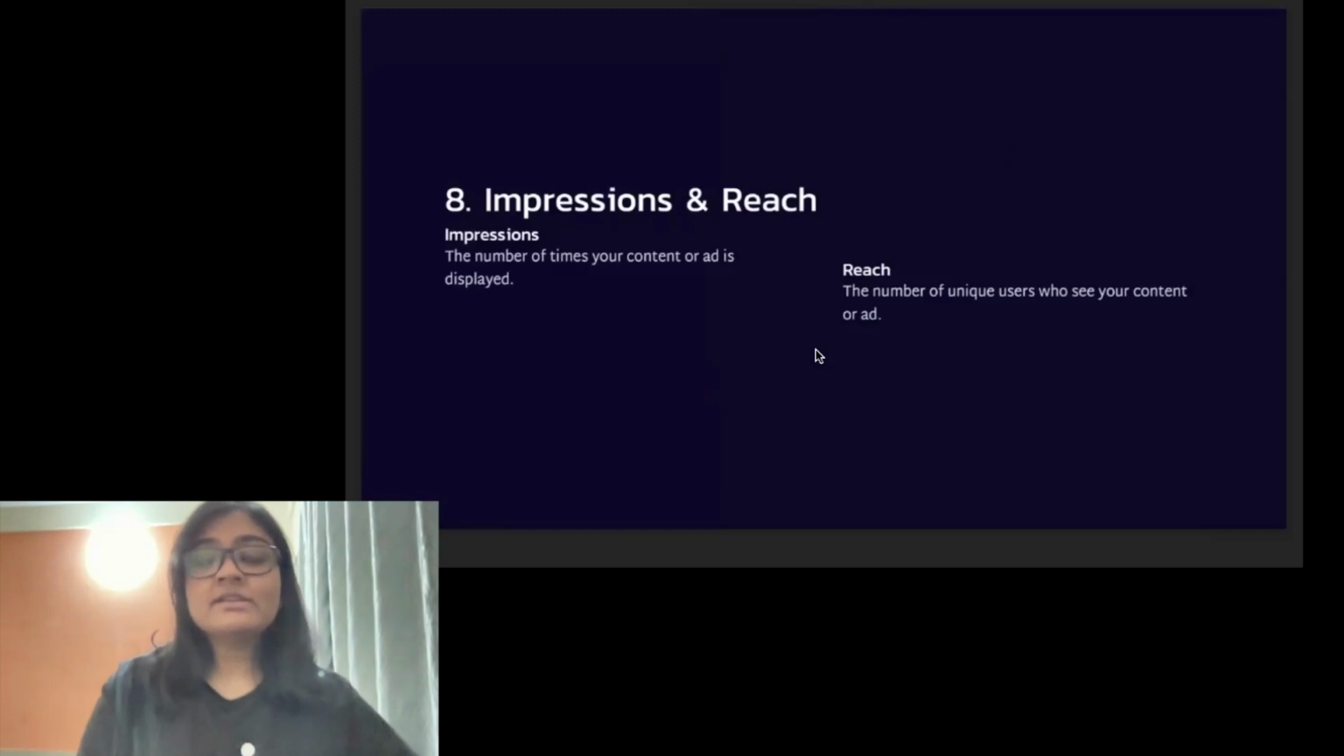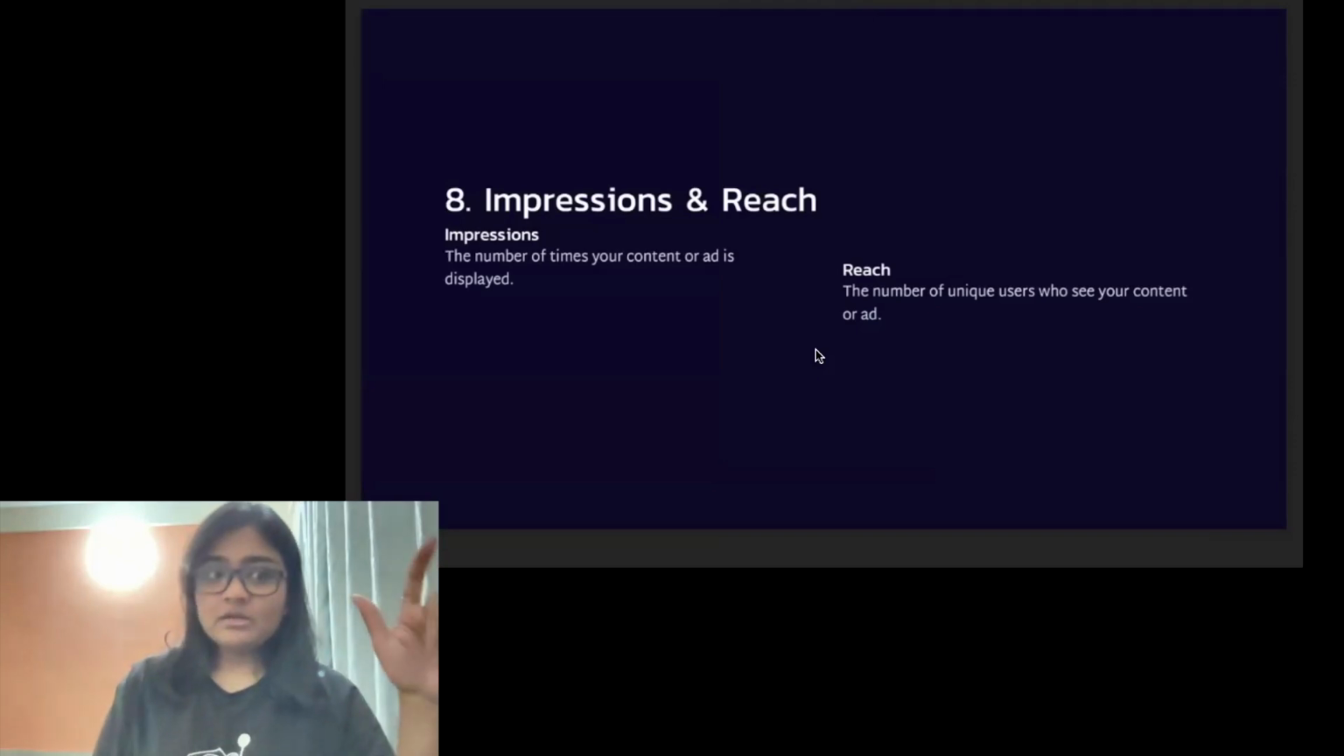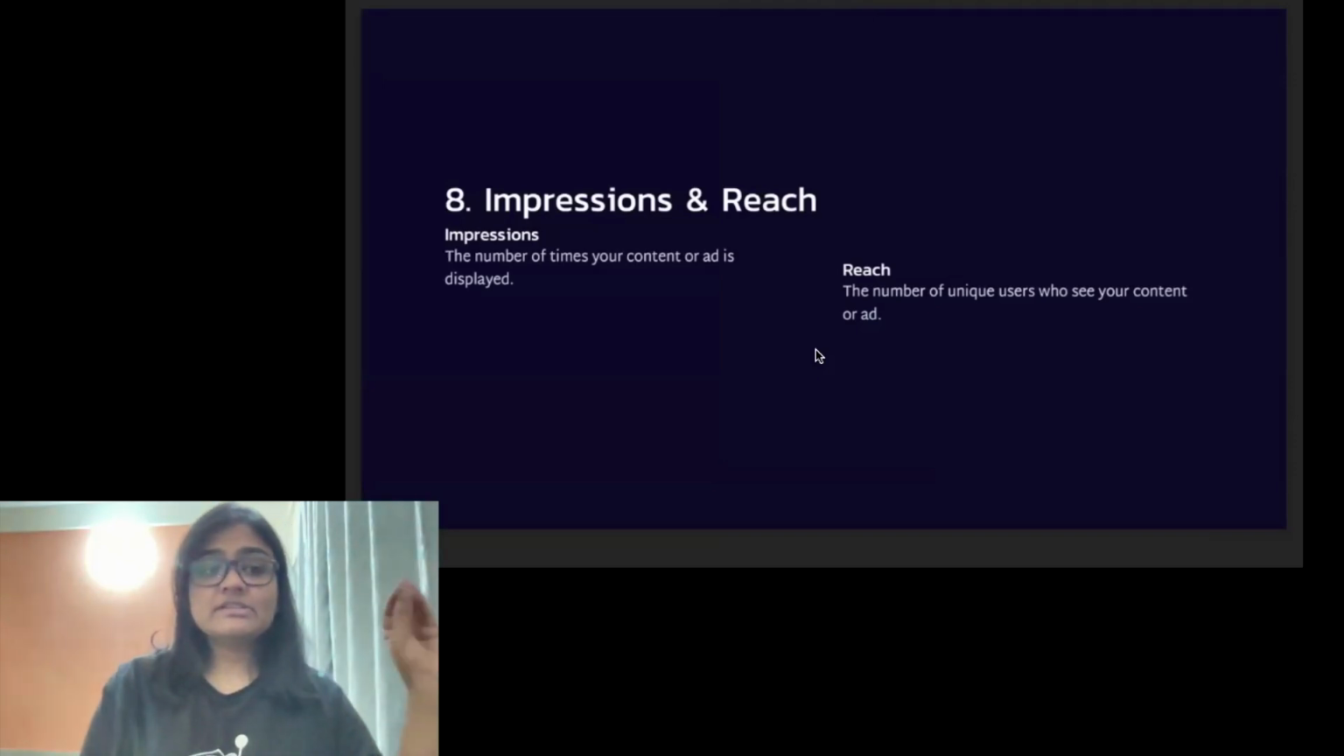Coming to impressions and reach, so impressions are basically the number of times your content or your ad was displayed, and reach is the number of unique users who see your content or your ad. So impressions show visibility, while reach indicates the size of your audience. So there's a pro tip. You can use both metrics to assess the potential and actual exposure of your campaigns or your ads.